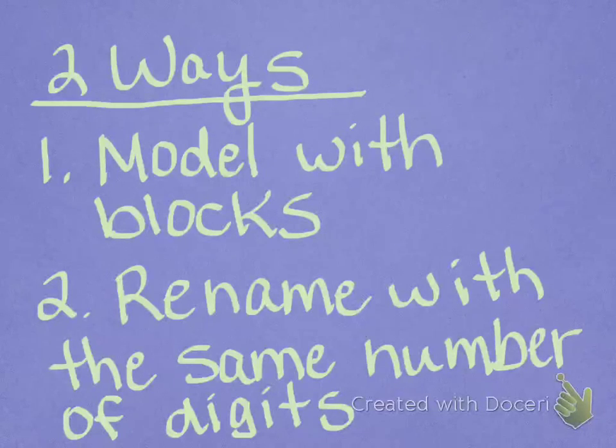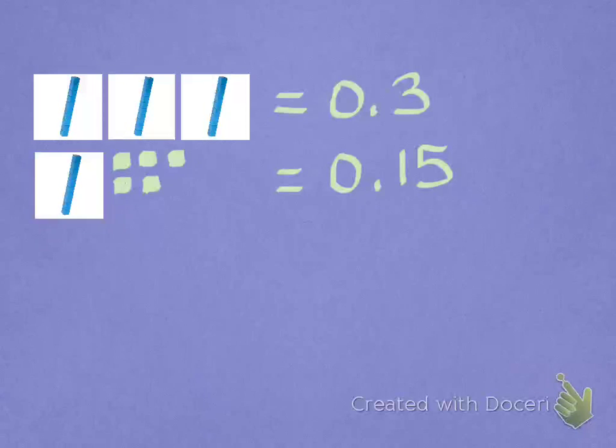So there's two ways that we could figure out the answer to that problem. We could model with base 10 blocks, like we were using in previous lessons. We could rename each decimal with the same number of digits. So let's take a look.